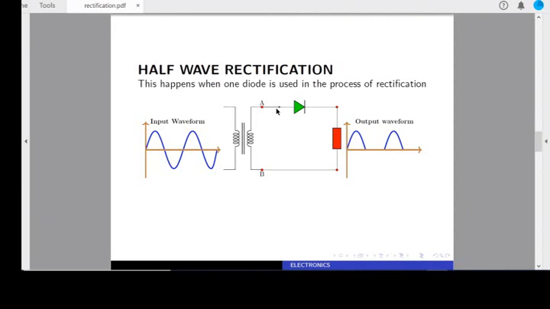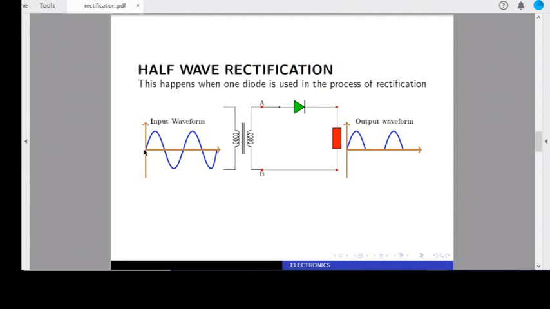Okay, it is going to pass through the diode. The upper part, it is going to be positive, current is going to pass through. Okay, down part, if it is positive, current is not going to pass through. And this happens for every half cycle.